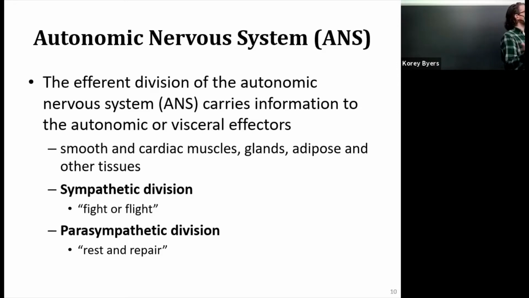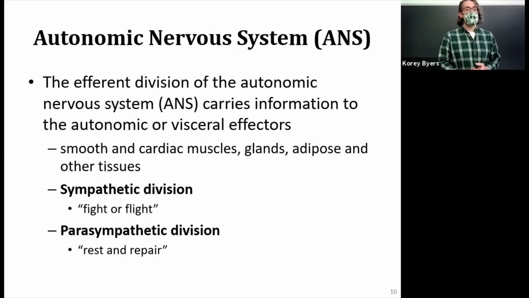So your visceral is your organ sensor, so things that you don't necessarily have direct control of or don't want to. So autonomic carries information to the autonomic or your visceral effectors. So things like your glands, tissues, smooth muscle, stuff that's going to carry out its functions on its own, things that you don't have to think about. Now we can divide the autonomic nervous system into two divisions, functions. The sympathetic and the parasympathetic.